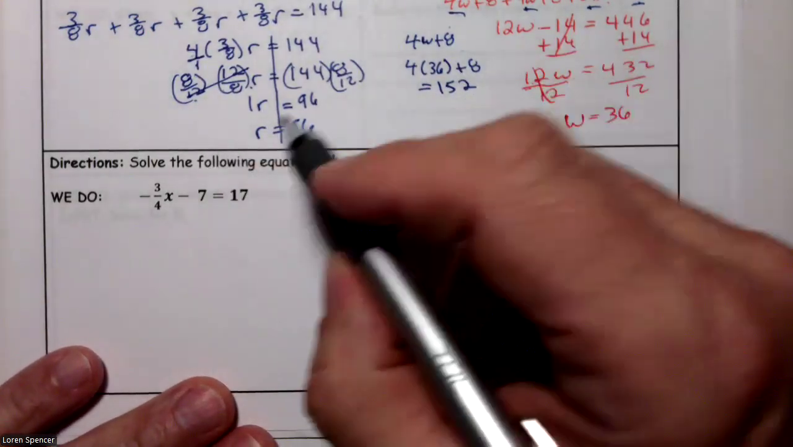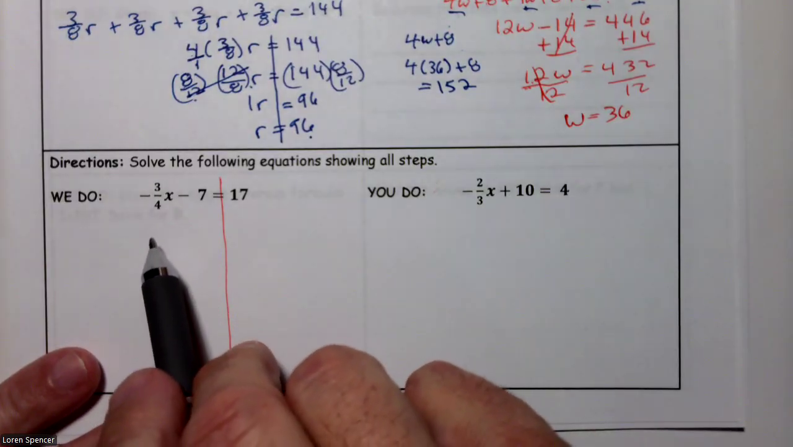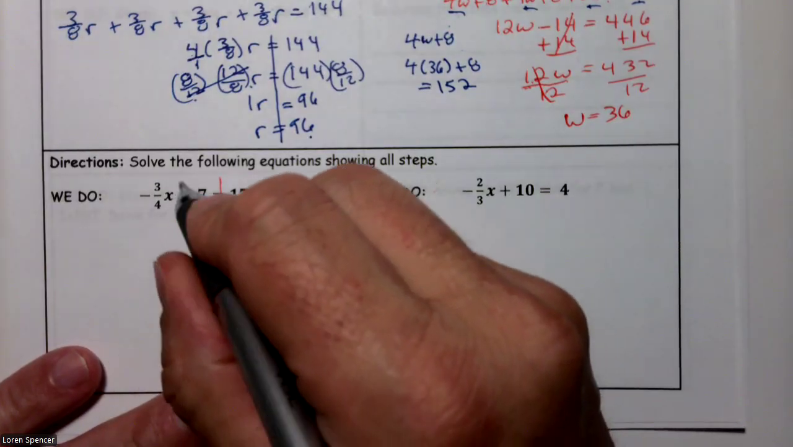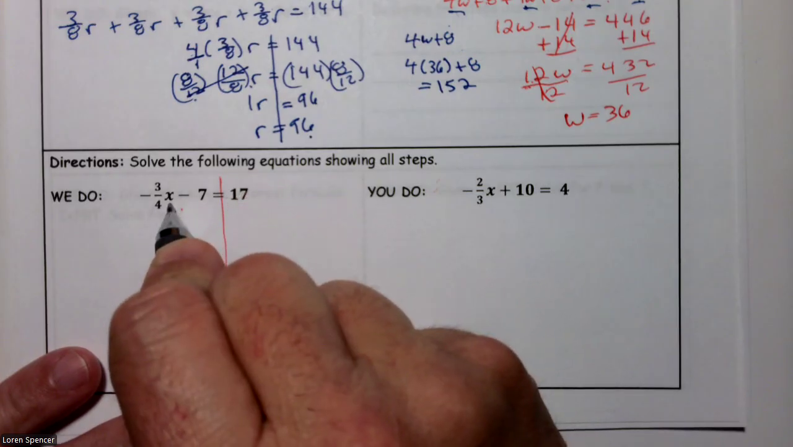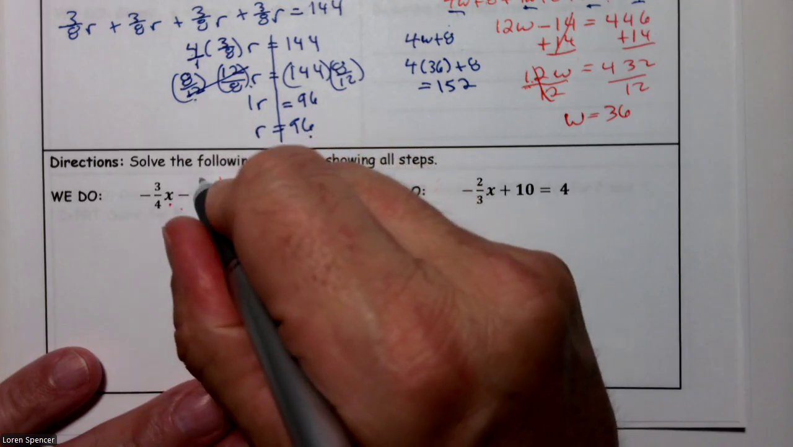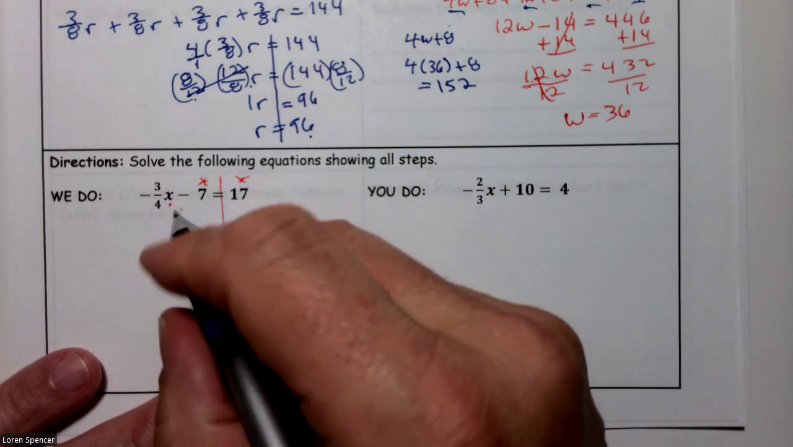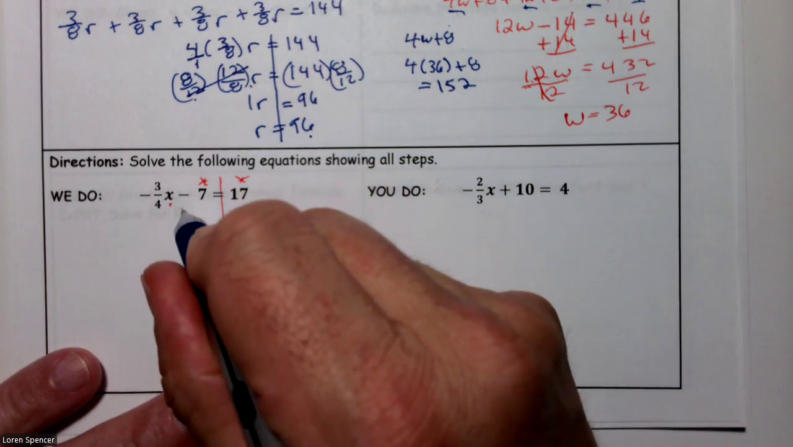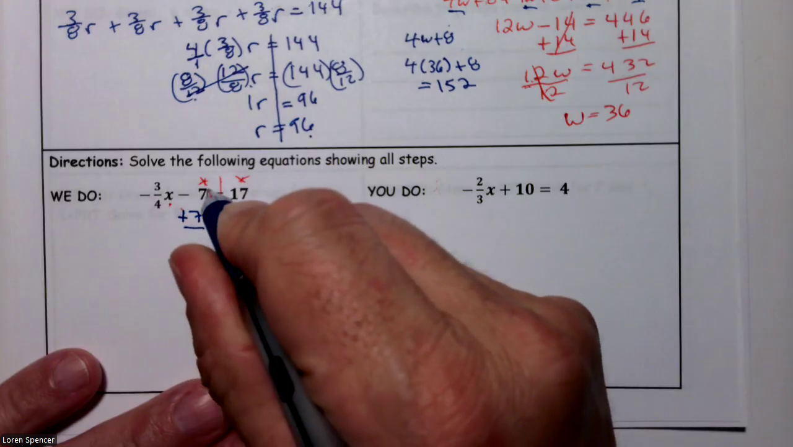All right. Next one. Just solving with fractions. This is just reminding us how to do it. We need to get the variable by itself, so we have to move our constant. We have two constants, 7 and 17. To move the 7, I have to add 7 to both sides because it was a minus.